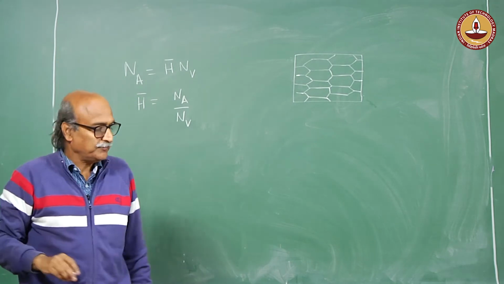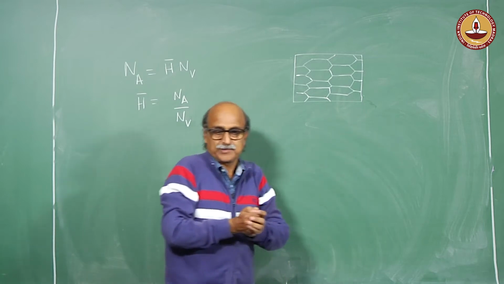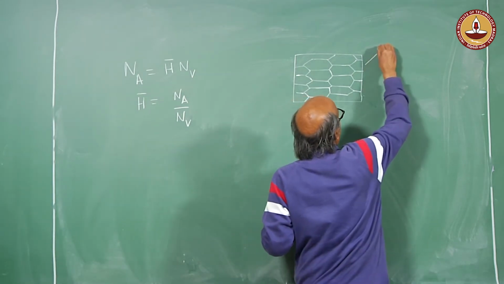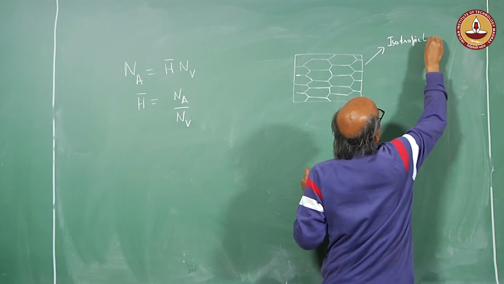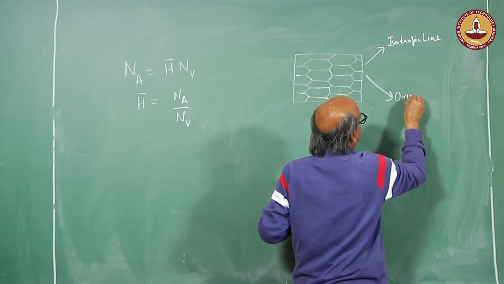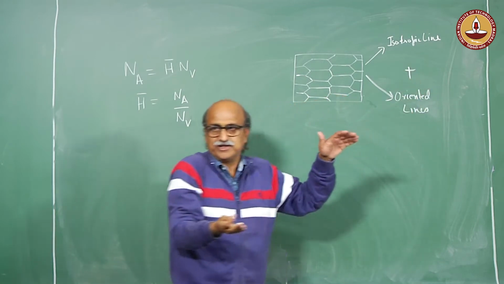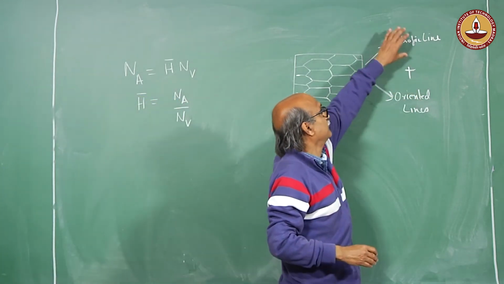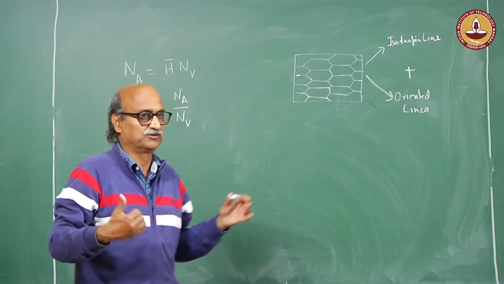Like this. I can understand this structure as formed of isotropic lines and oriented lines. This is kind of an addition of two structures. There are lines which are oriented and there are lines which are isotropic. And what I want to do is isolate these two components of the structure.